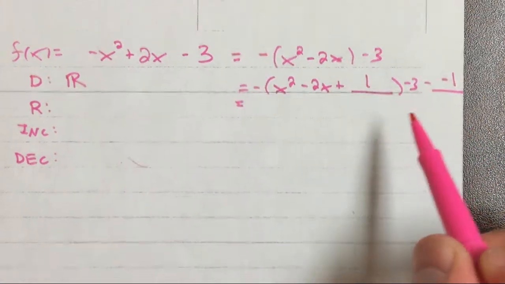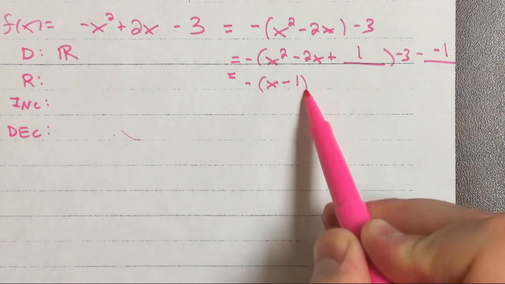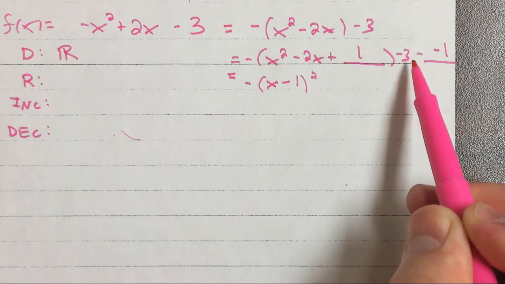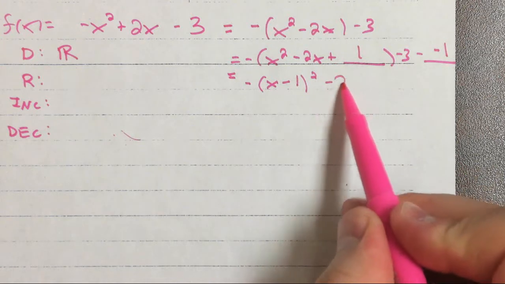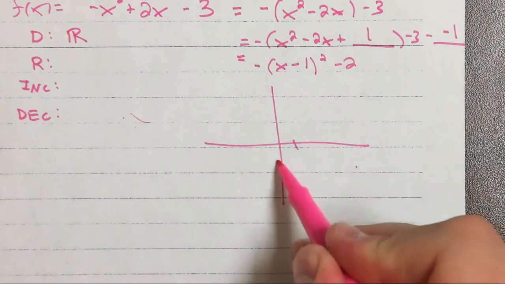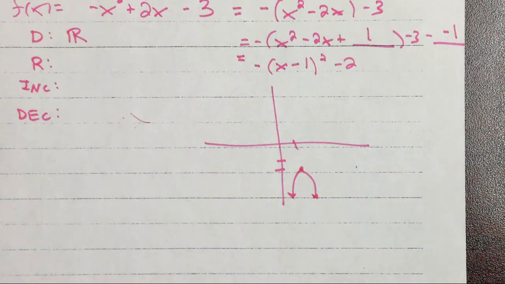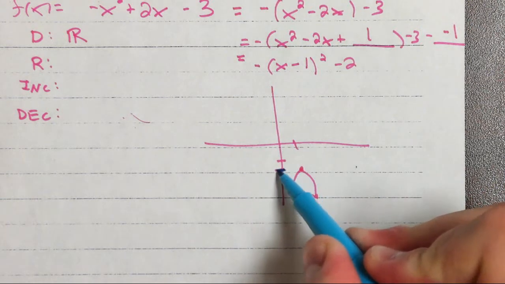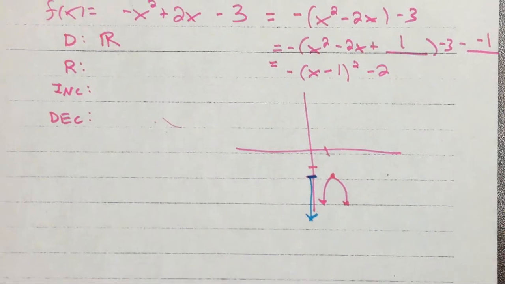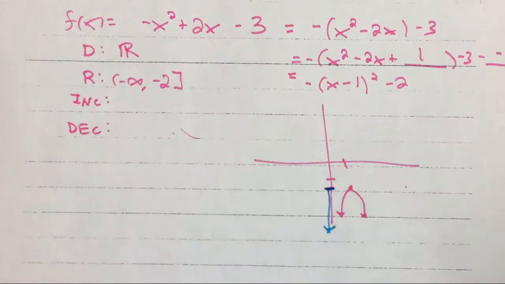All right, y'all are getting that down pretty good. That's going to factor into x minus 1 squared. And then what's that going to simplify to? Negative 2. Yeah. So we know this shifts right 1, down 2, and opens upside down. What would the range be? Negative infinity to negative 2. Yeah.